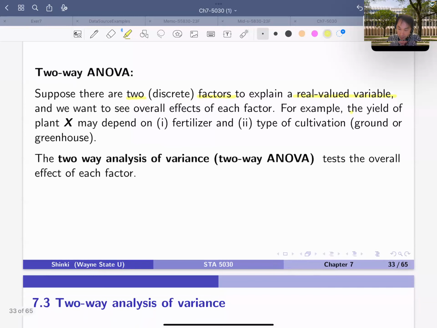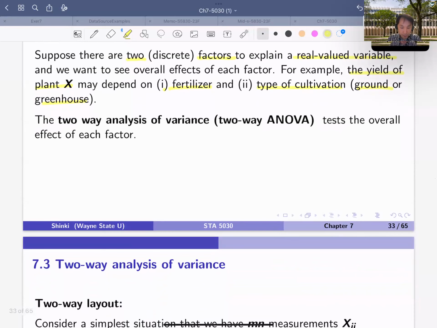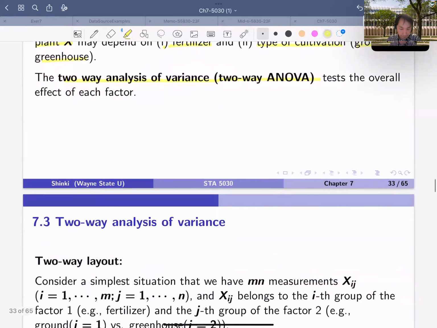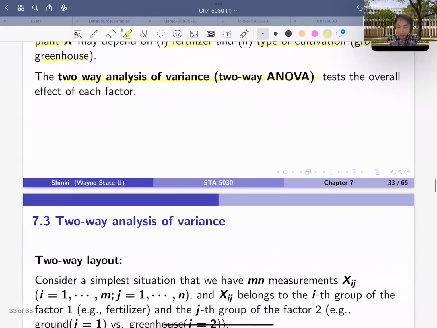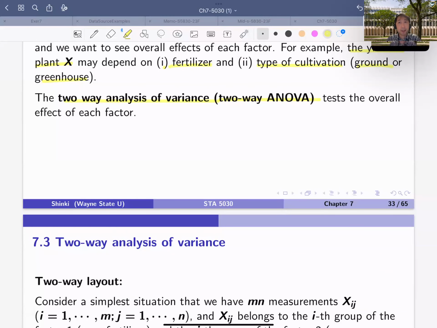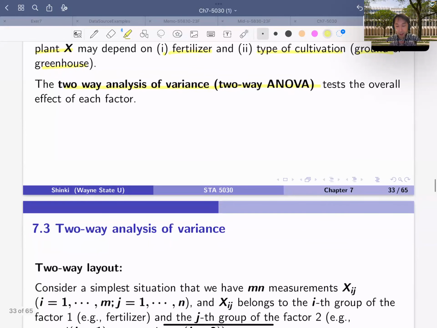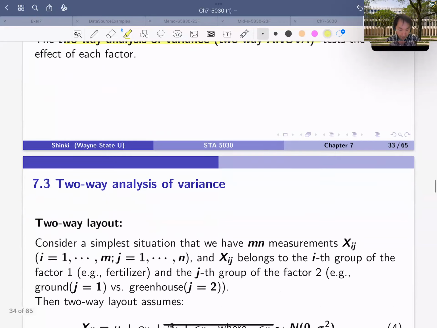Here an example is that the yield of plant X may depend on the type of fertilizer and the type of cultivation, either ground or greenhouse. So we have two factors. For this kind of data, the analysis is called the two-way analysis of variance, or two-way ANOVA. This model tests the overall effect of each factor: whether fertilizer makes a difference and also whether the type of cultivation makes a difference. Maybe we have multiple fertilizers, so we have something similar to one-way ANOVA.